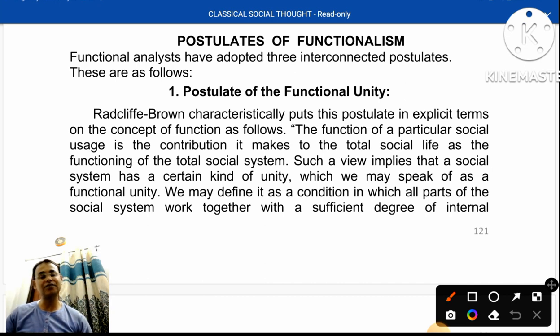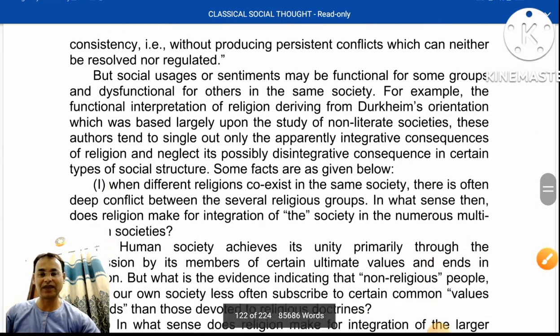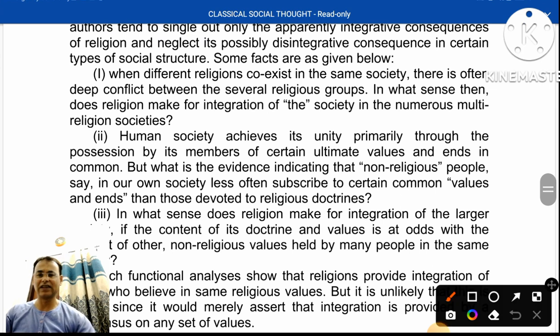Postulate of universal functionalism means every part or every unit of the system is doing some function, work together and bind together, and it is important for the system. This is universal functionalism. And the postulate of functional unity: if every part or every unit of the system functions or works positively, then it unites each other. That is the postulate of functional unity. Here human society achieves its unity primarily through the possession by its members of certain ultimate values and ends in common.